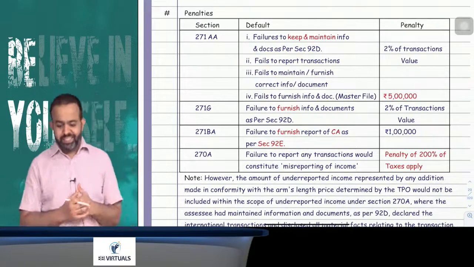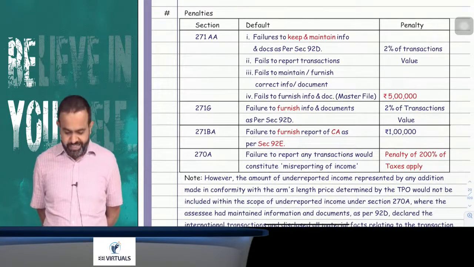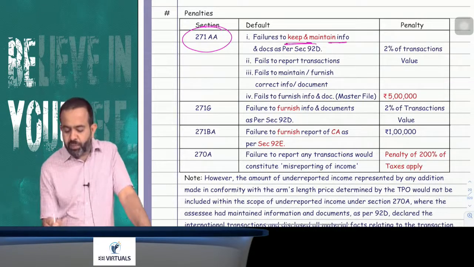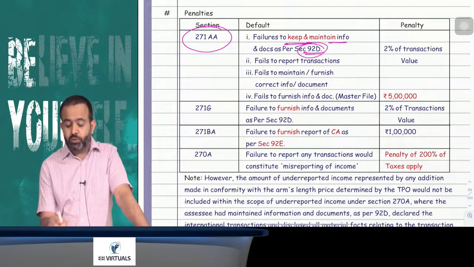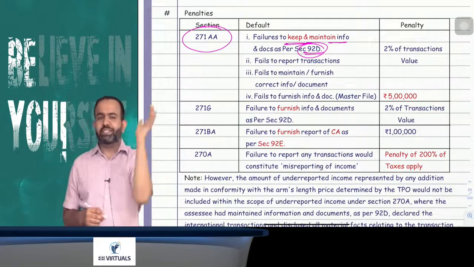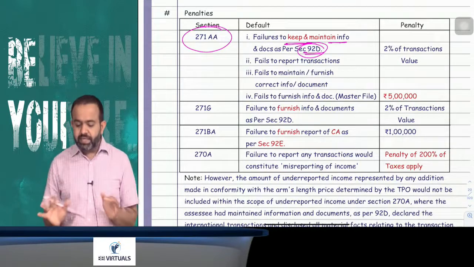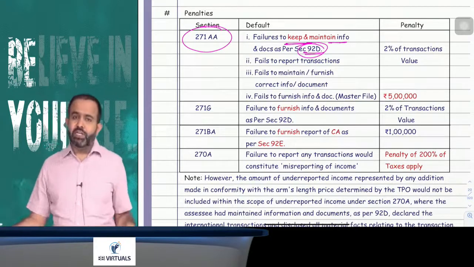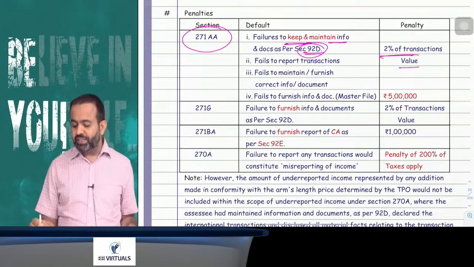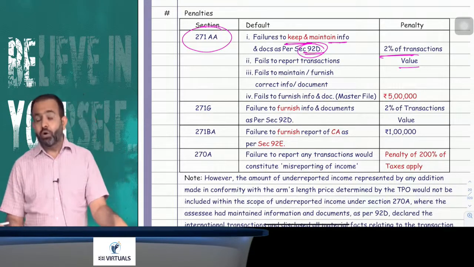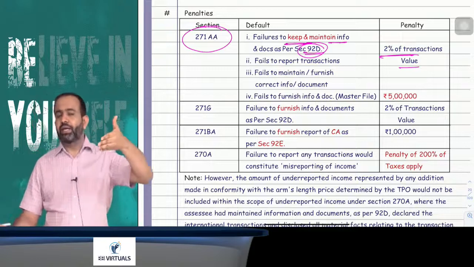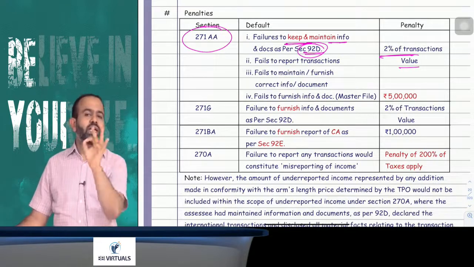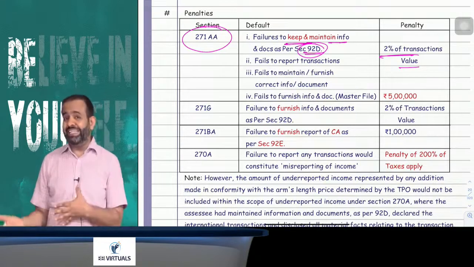Next part is the penalties in transfer pricing. The first section is 271AA. Section 271AA says that if the assessee fails to keep or maintain any information or documents as per section 92D. 92D is the documentation, that is the transfer pricing report. Suppose the assessee has not maintained the TP study report. In that case, there will be a penalty under section 271AA, and that penalty amount is 2% of the transaction value. So whatever your international transaction or specified domestic transaction, if transfer pricing is applicable to the specified domestic transaction, 2% of the transaction value will be your penalty if the assessee has not maintained the TP study report.